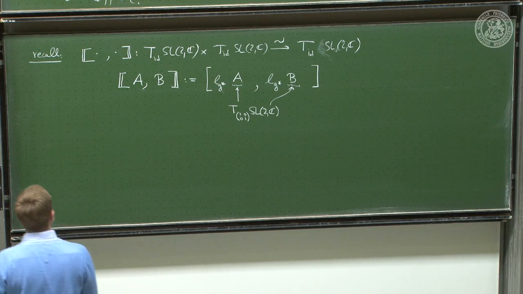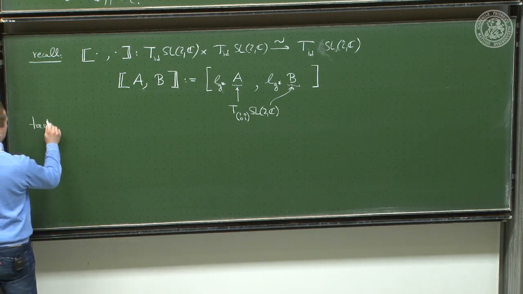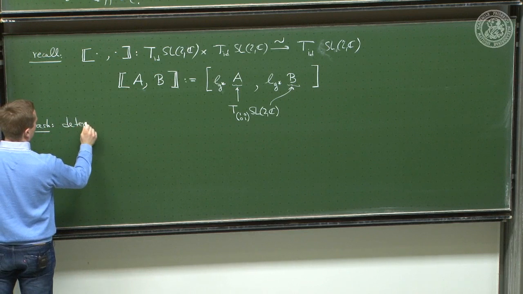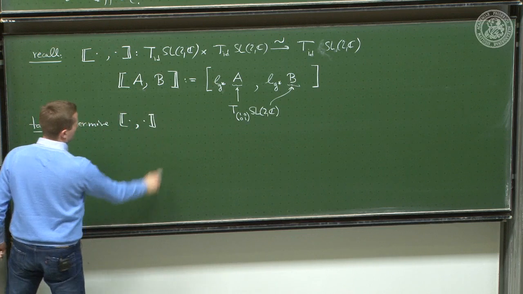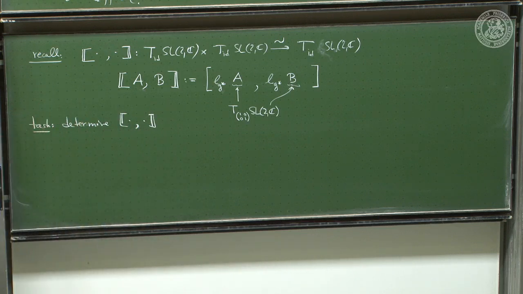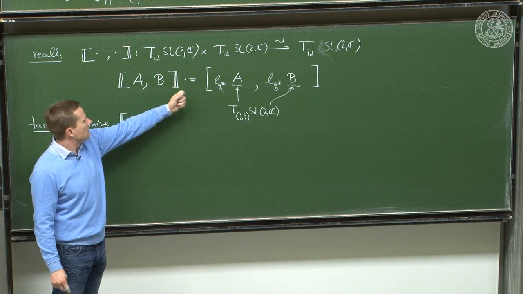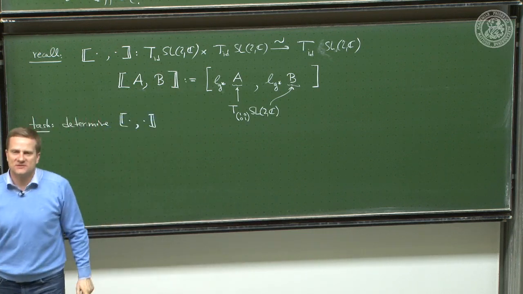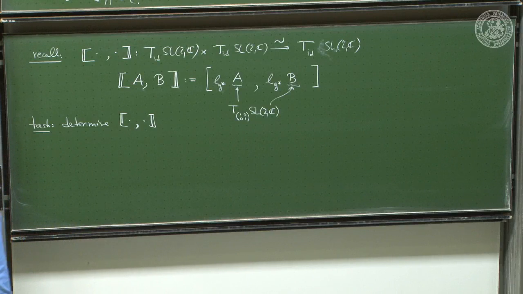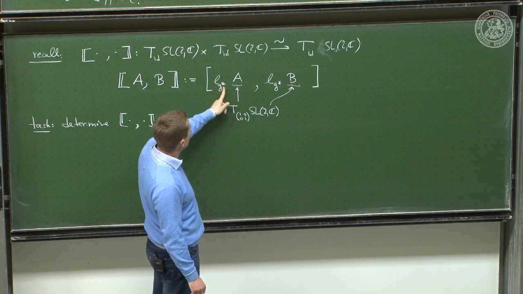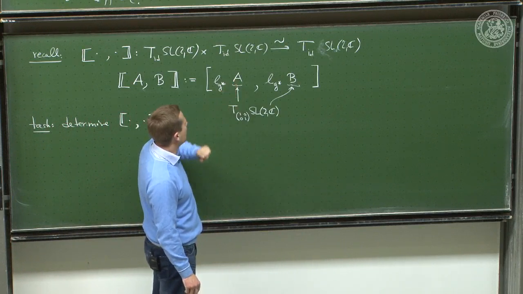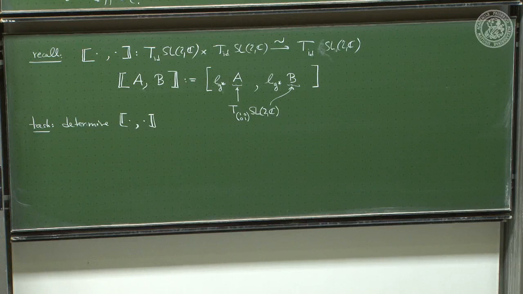So the task: determine the bracket. Or in other words, determine the structure constants of this bracket. Okay, so now how do we have to go about this? We have to calculate the push forward of some vector at the identity. So let's try to calculate that.